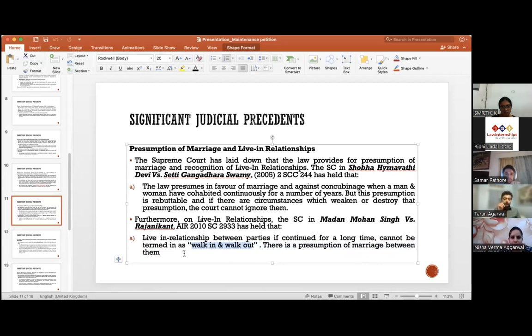So, the court has given live-in relationships the color of deemed marriage, and therefore, if in such relationships a woman is not able to maintain herself, she can also approach the court. Now, it may depend from fact to fact, case to case, what time period may be considered as a live-in relationship by the court, right?